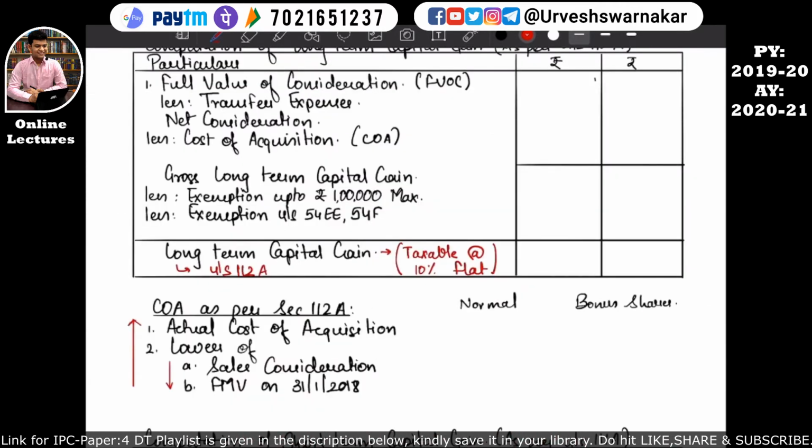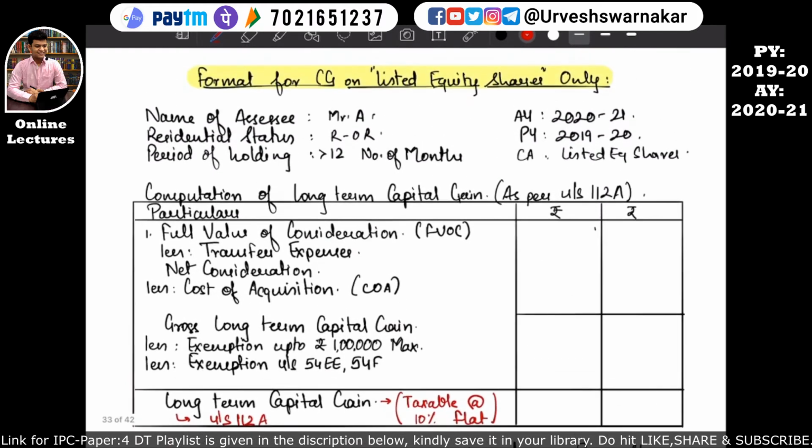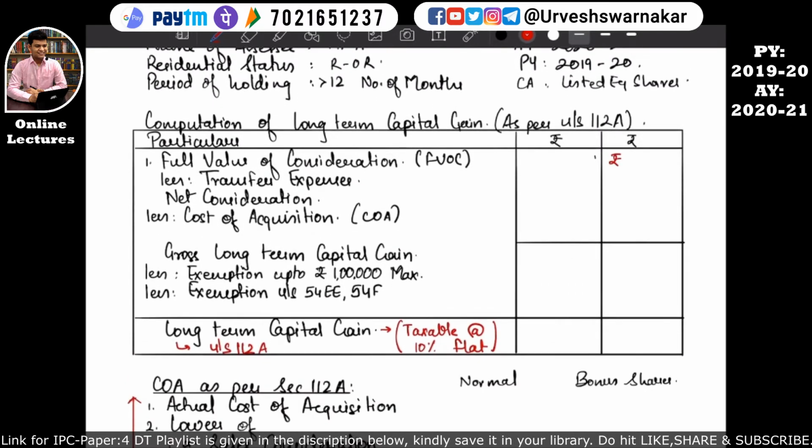Now let's come to our format. We will write over here rupees 11 lakhs. I hope this is quite clear to you all. Is there any transfer expenses detail given in the question? No. So our net consideration will be equal to 11 lakhs only. And we need to find out our cost of acquisition as per section 112A.